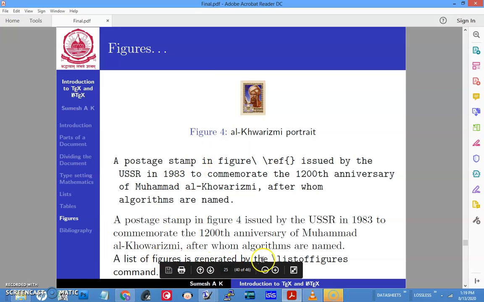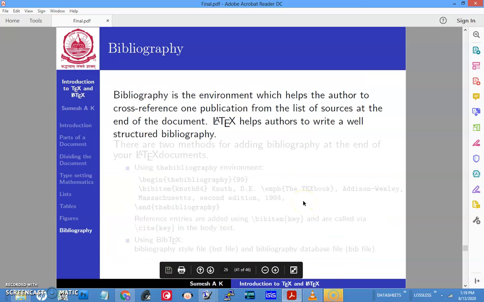Another interesting fact is that the list of figures command brings you the list of figures at the required place in the report. Another important part of any report is the bibliography or the reference section. Let's say you are writing a report with hundreds of references. LaTeX makes it very easy to manage your references without doing it manually.